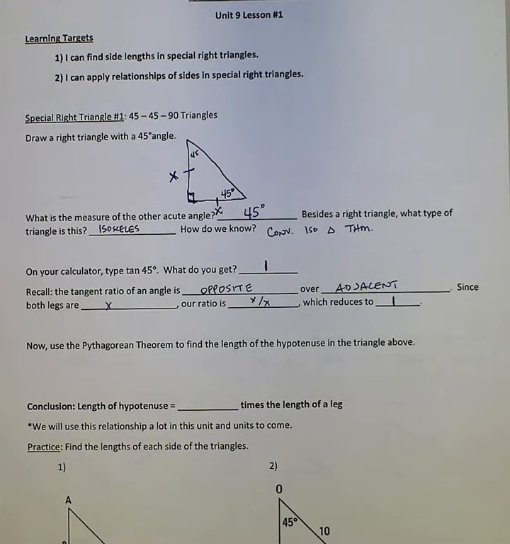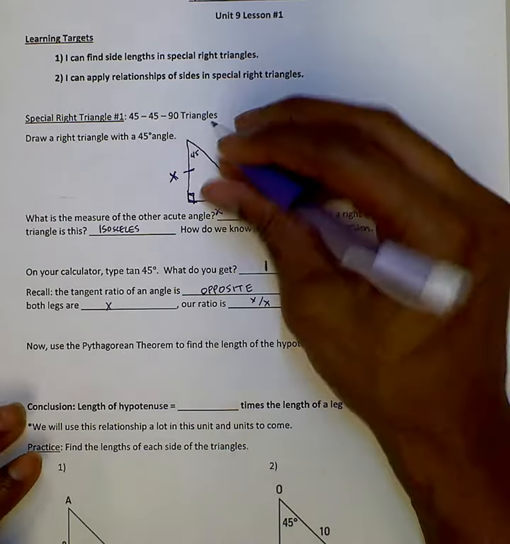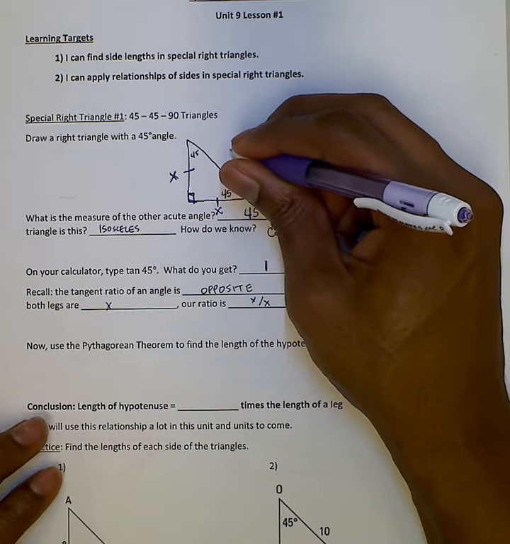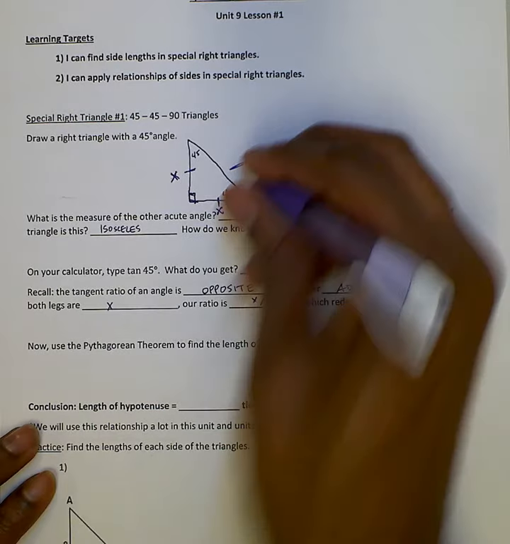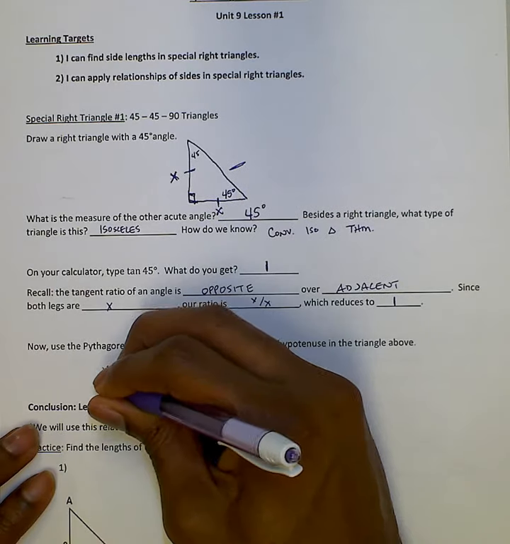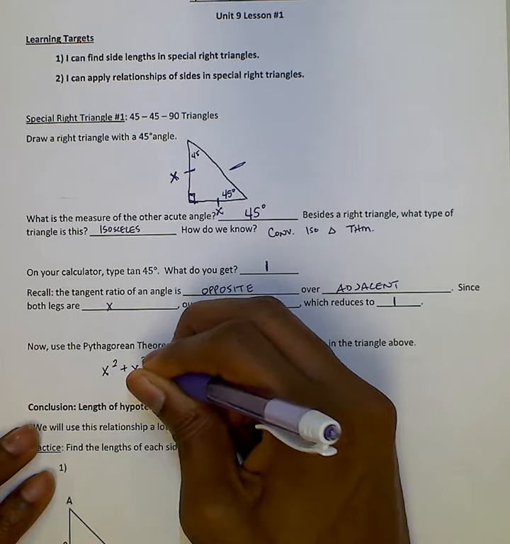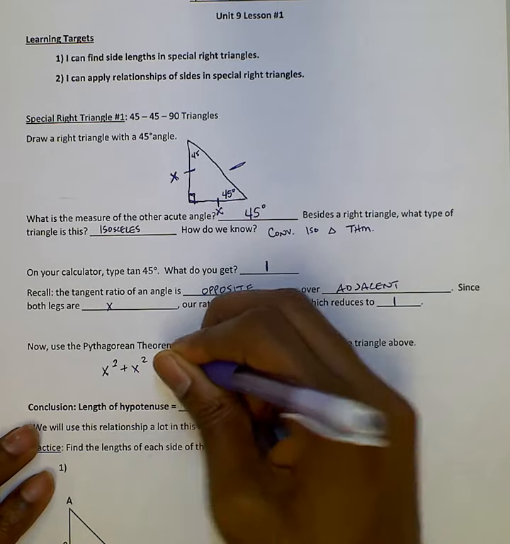Now we're going to use the Pythagorean theorem to find the length of the hypotenuse. We can tell, first of all, that it has to be an isosceles triangle because in a 45, 45, 90 triangle those base angles are the same. We're just going to keep x in as the side length so that we know this is general and applies to everything. And we're going to solve for h. Using the Pythagorean theorem, x squared plus x squared equals h squared.